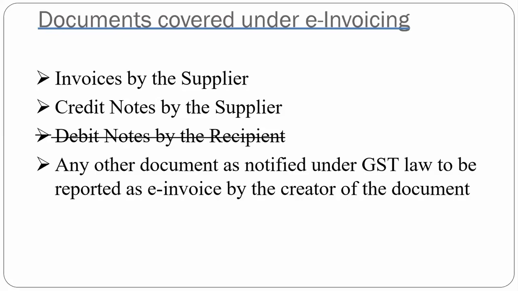Okay. So here, the documents covered are invoices by the supplier and credit notes by the supplier. Supplier essentially means the seller. The seller will have to raise the e-invoice. Debit notes by the recipient: if you are sending purchase goods and those are returning back, for that you need not raise an e-invoice. So that's why I have cancelled that.